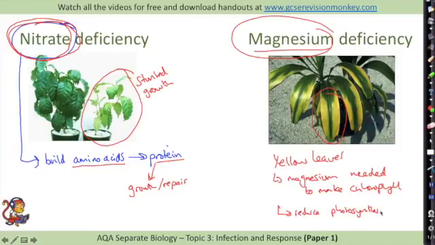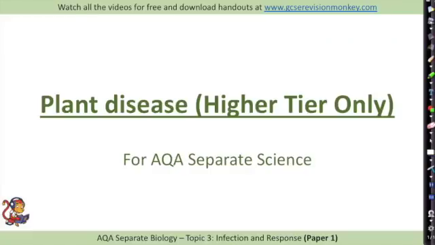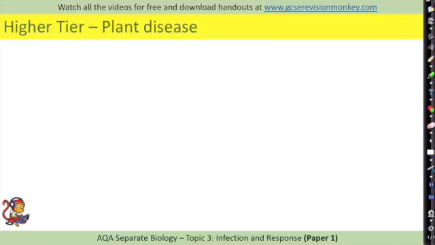out as well. So the last section is for higher tier only, and it's on plant disease. So if you are doing foundation separate science, you can stop there, but I would recommend you taking on board the separate only content, because there's only a little bit of it and it's likely that it will come up in your exam. So a little bit more for higher tier only. It's not a particularly difficult topic, plant disease, and I would expect you to be able to answer a 6 mark when it comes to the exam.